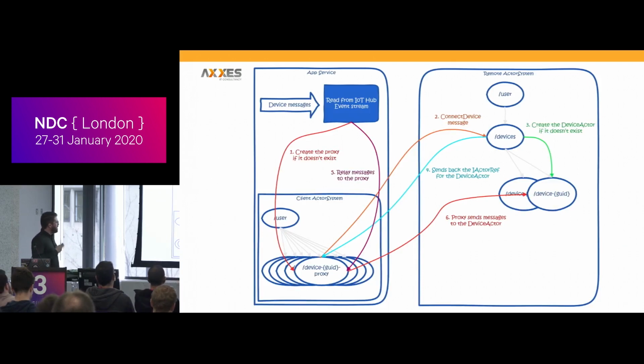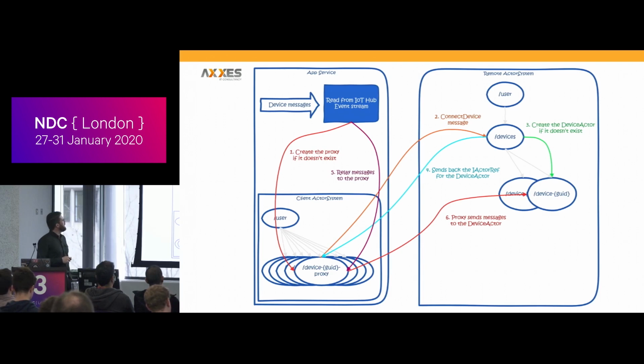So, what did it look like for us? This is about getting your messages to your actor system. On the right, you will see the Akka.NET cluster. That's where all the actors for our devices live. On the left, you will see the app service that reads from the IoT Hub event stream, and that wants to dispatch all the messages to the remote actor system.